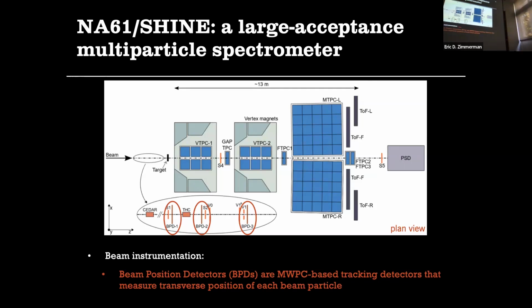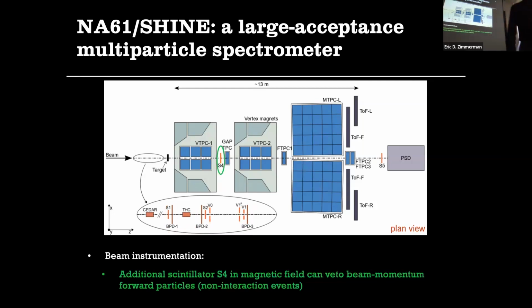Beam position detectors are MWPC-based tracking detectors that measure the transverse position of each beam particle. For the heavy ion physics, we use silicon BPDs now. And there's an additional scintillator downstream of the target and downstream of the first of the superconducting dipole analysis magnets, we call S4. This can veto forward particles at the beam momentum. The reason we use this is we want to trigger on interactions in our target. If there was no interaction in the target, then you just get a beam particle sailing through, and that fires S4. So we veto events with S4 firing.